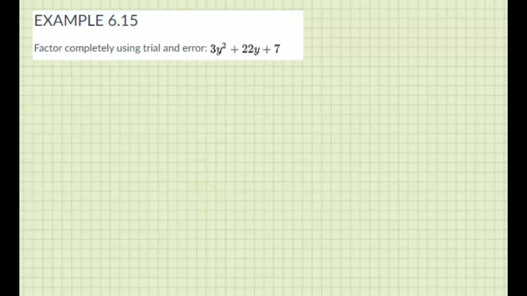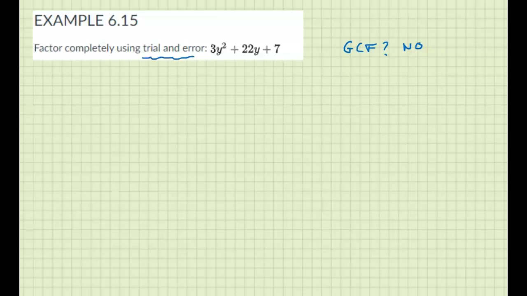All right, let's look at this problem. We're told to factor completely using trial and error. We notice that the number in front is not 1, so we look for common factors. It's like, greatest common factor? And you go, no, there is nothing that we can pull out from all of them.